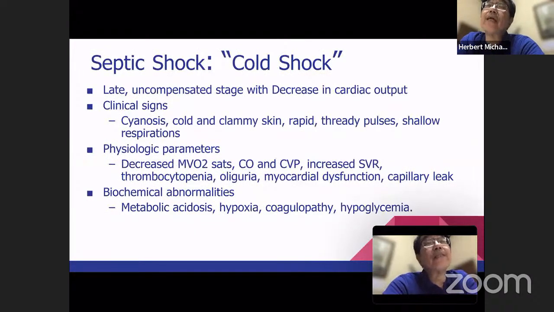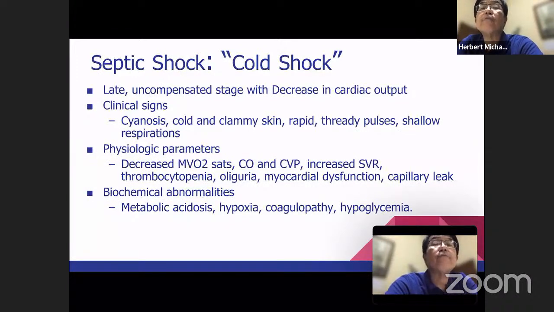When the patient is not responding well, they would eventually go to the cold phase of shock. And here you have an uncompensated stage with a decrease in cardiac output. These patients would tend to look cyanotic, with cold, clammy extremities, rapid, thready pulses with shallow breathing. By the time you have this patient at this state, your mixed venous oxygen saturation may start dropping. Your cardiac output also drops, and the CVP may actually be going down with an increase in systemic vascular resistance.